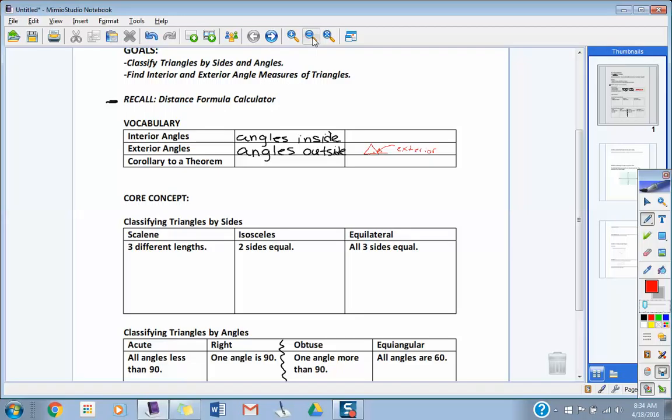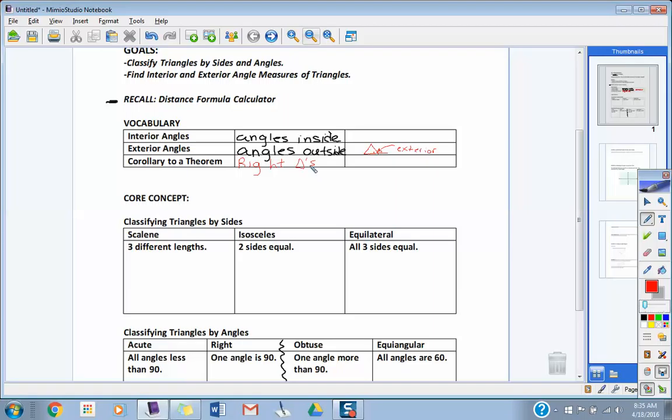A corollary to a theorem is just like adjusting some theorem or rule and coming up with another rule from it. So it's like saying this. The corollary to a theorem you're going to talk about is going to be dealing with right triangles, okay? It's going to deal with right triangles.